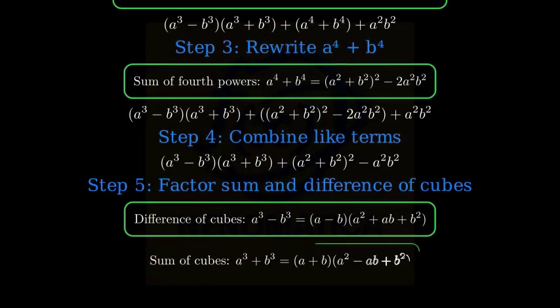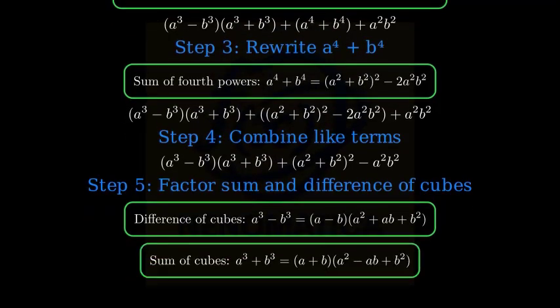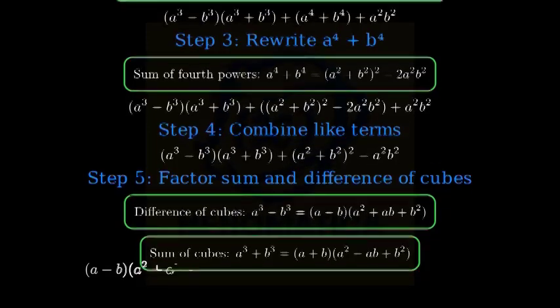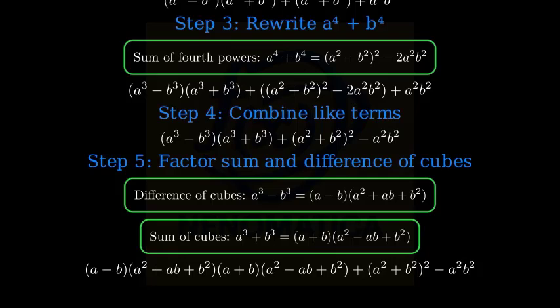Similarly, a cubed plus b cubed equals a plus b times a squared minus ab plus b squared. Applying these formulas, our expression becomes the product of a minus b, a squared plus ab plus b squared, a plus b, and a squared minus ab plus b squared, plus the quantity a squared plus b squared squared minus a squared b squared. Now, let's focus on the remaining terms.